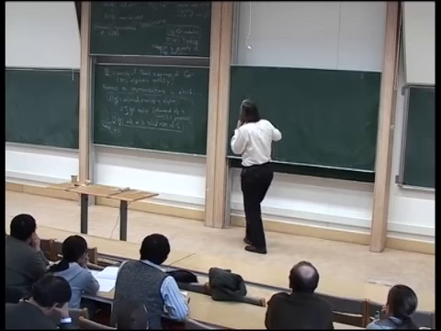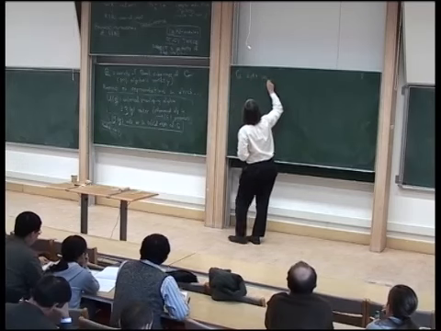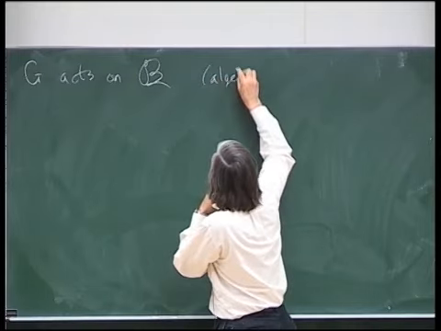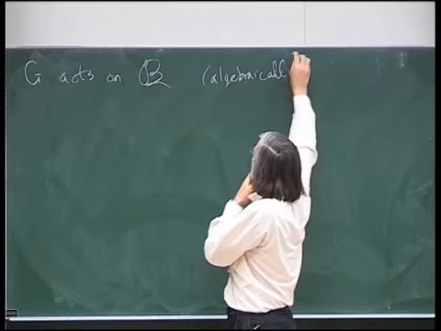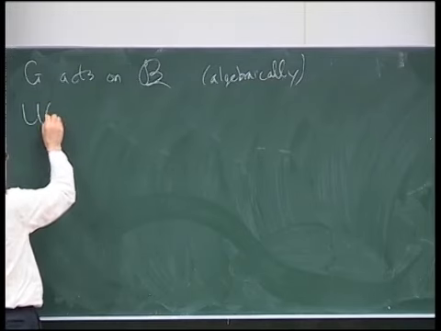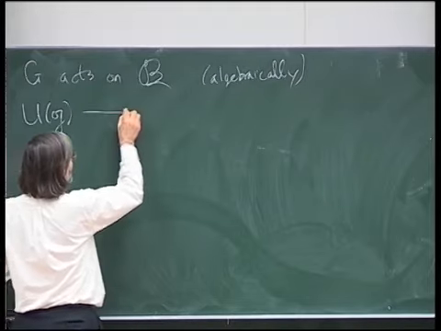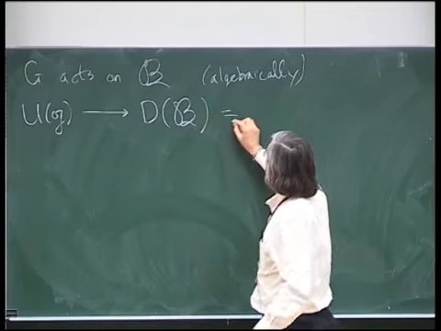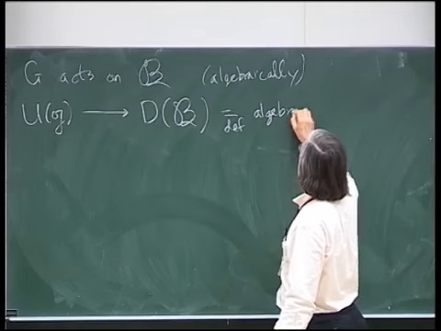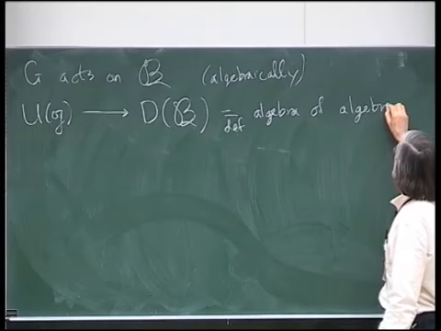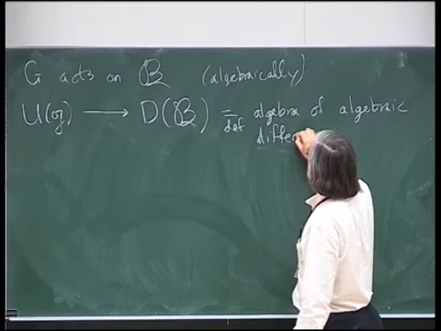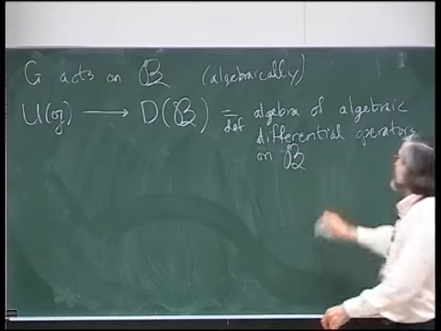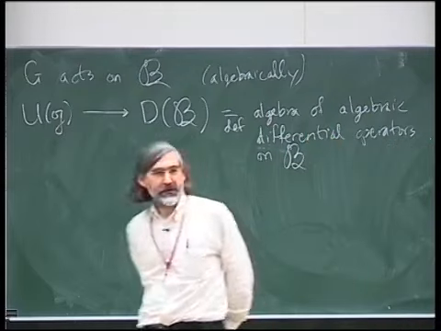So how do you deal with this case? So of course, the group G acts on B, and this is algebraic, and as a consequence, you get a map from the universal enveloping algebra of G to, so this is by definition, the algebra of algebraic differential operators on B. Ivan didn't define these this morning, so I won't define them now either.